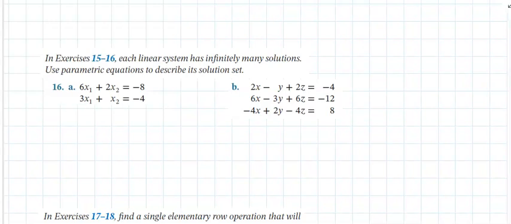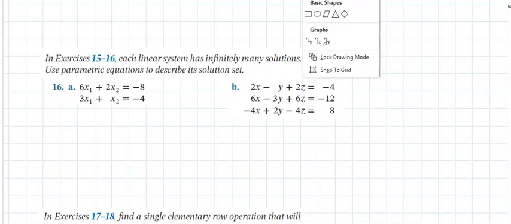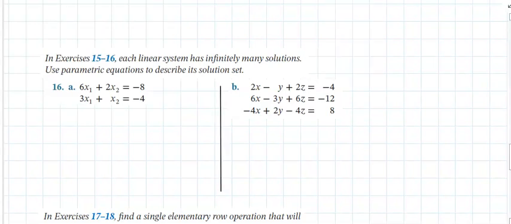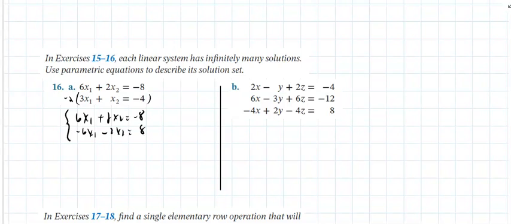Let's say it just says solve. If a problem says solve, what you do, you say, okay, well, let's see. I'm going to multiply this bottom equation by -2. So the system becomes the top equation 6x sub 1 plus 2x sub 2 equal -8. And -6x sub 1 minus 2x sub 2 equal 8. When you add those, you get 0 equals 0.